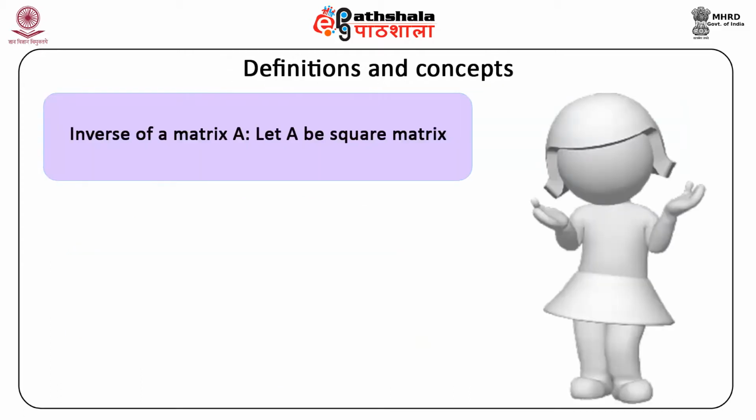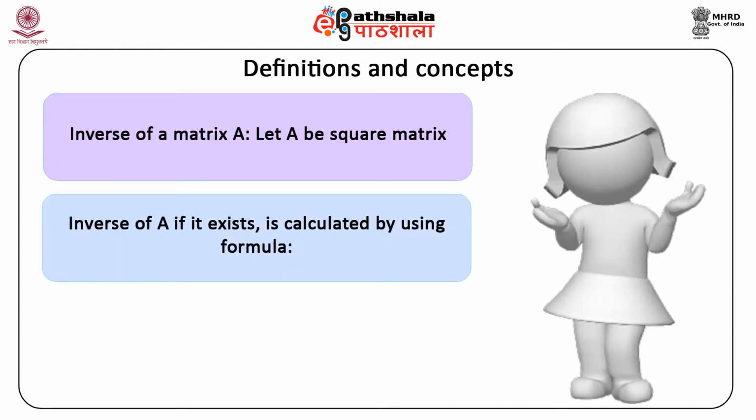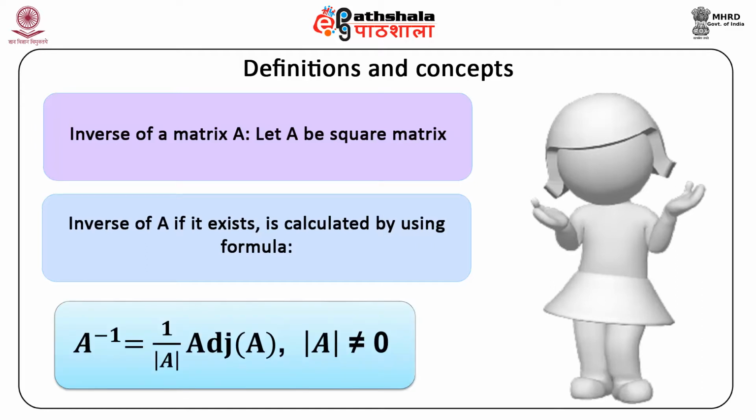Inverse of matrix A. Let A be a square matrix. The inverse of A, if it exists, is calculated by using the formula A^(-1) = (1 / determinant A) × adjoint A, where determinant A is not equal to 0. Elementary row operations.